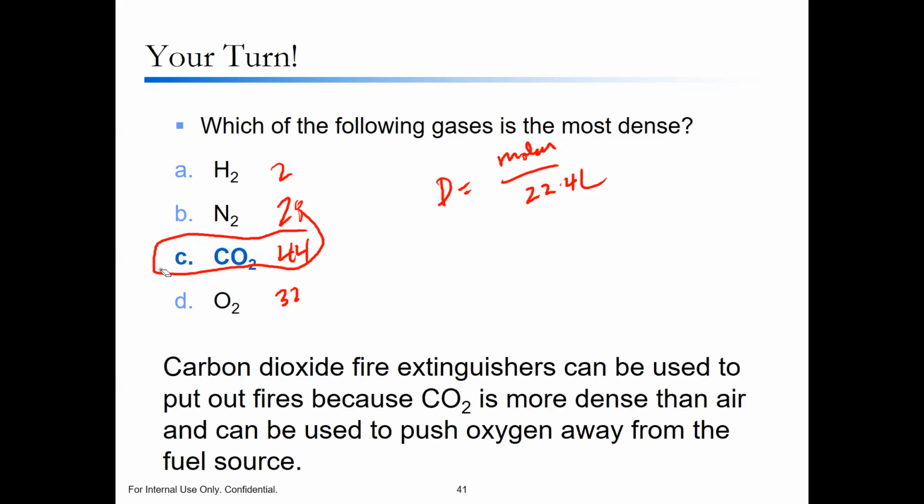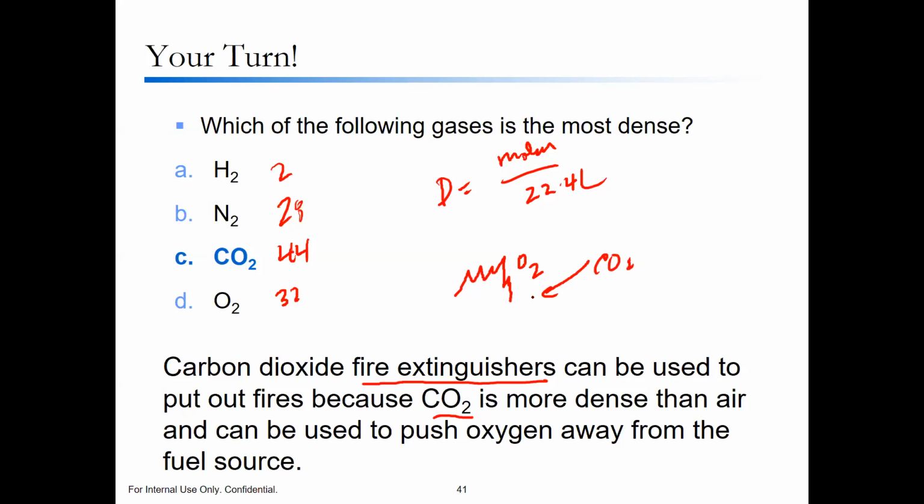So if we're in a lab, we'll be talking about a fire extinguisher. What's inside a fire extinguisher? CO2. Why CO2 in some fire extinguishers? Because you spray a fire. What does a fire need to burn? It needs oxygen, right? So when you spray with CO2, CO2 is heavier, more dense.